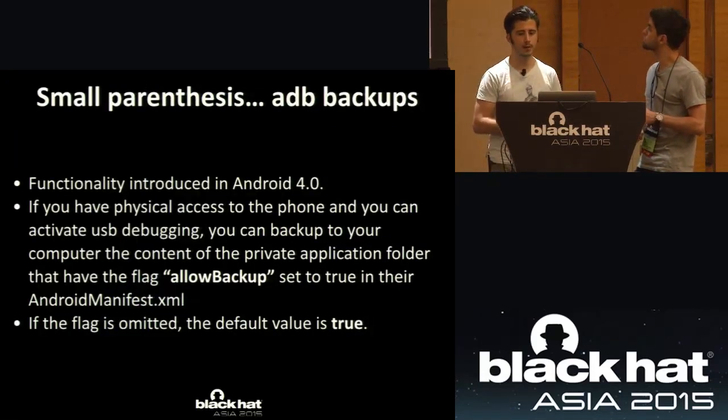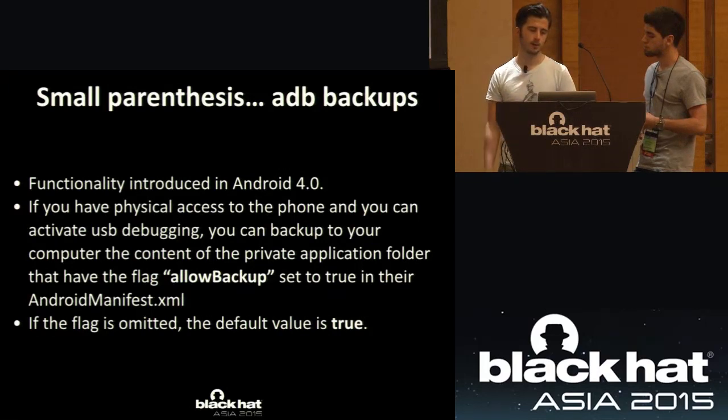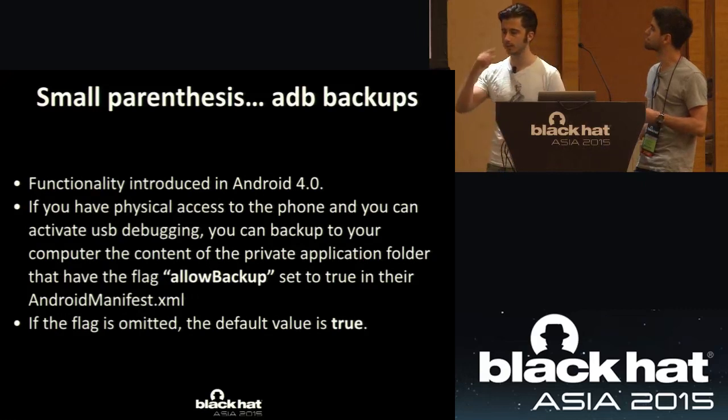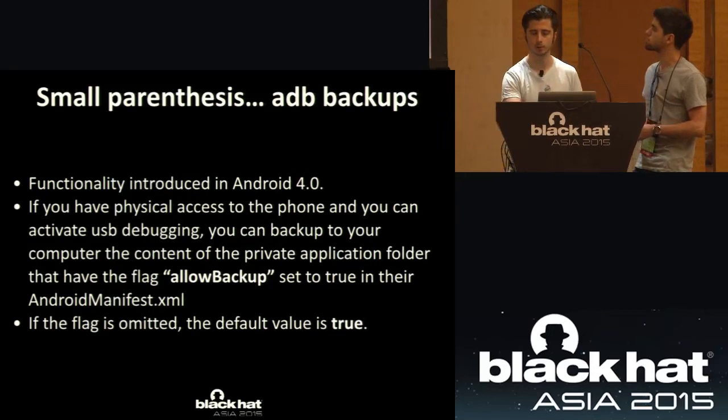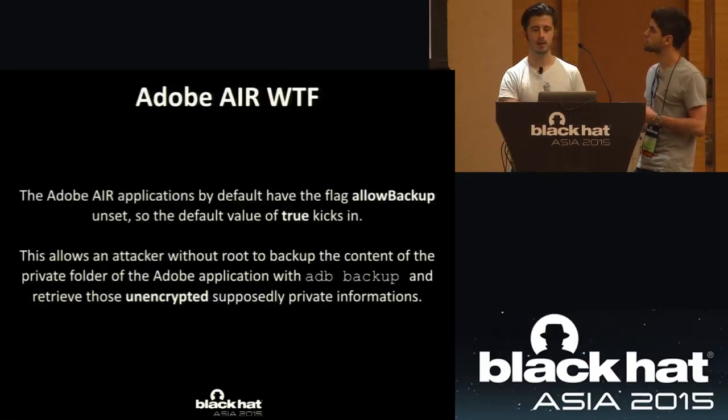So, as we said, this data will be stored as base64 in the private application folder. But how can an attacker retrieve that? Well, there is a functionality introduced in Android 4.0, which is ADB backups, which implies that if you have physical access to the phone and you can activate USB debugging, you can back up the private application folder of apps that have the allowBackup flag in their manifest set to true. The problem is that if you omit this flag, like Adobe Air is doing, the default value kicks in, and the allowBackup flag will become true.